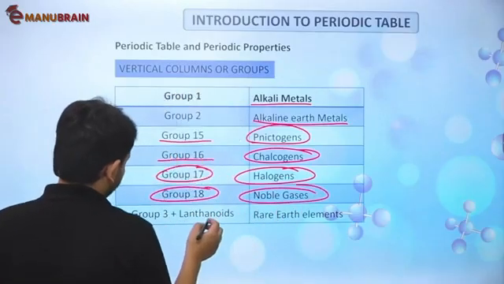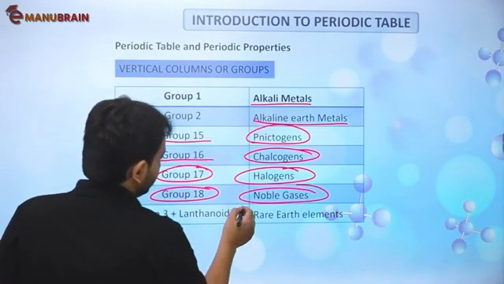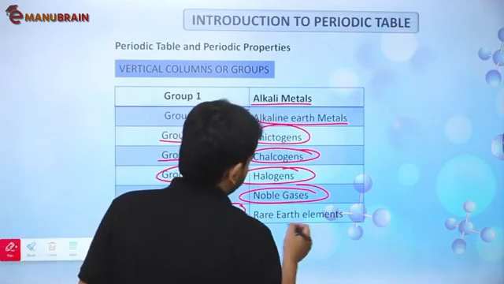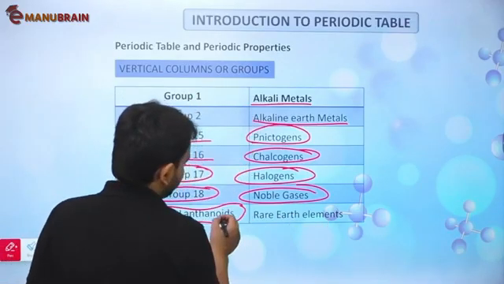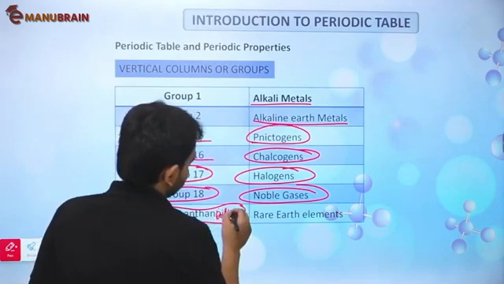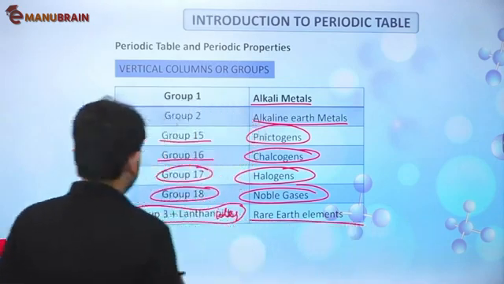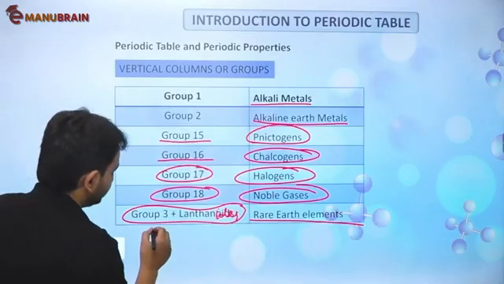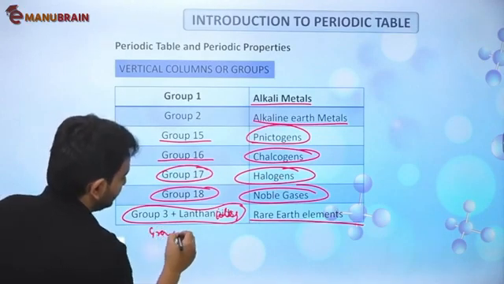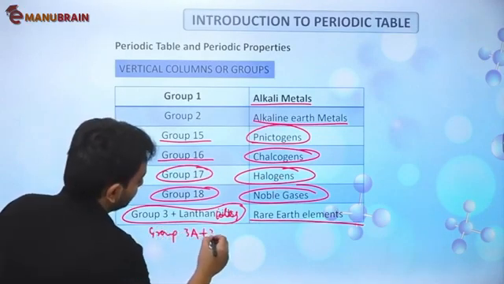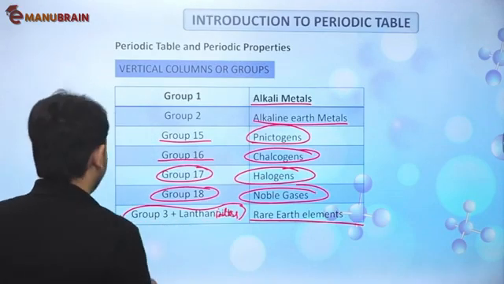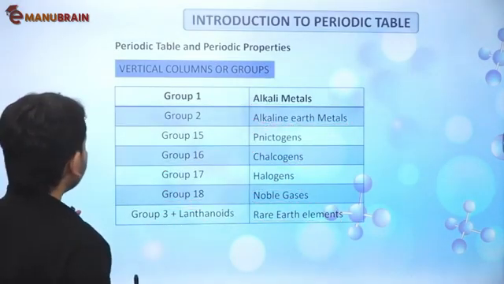Group 3, guys, and the lanthanides, not lanthanoids, the lanthanides, are the rare earth metals. So group 3 and the lanthanides, so basically group 3A and 3B, right? They are the rare earth metals, right? I hope you've understood this, guys, right?